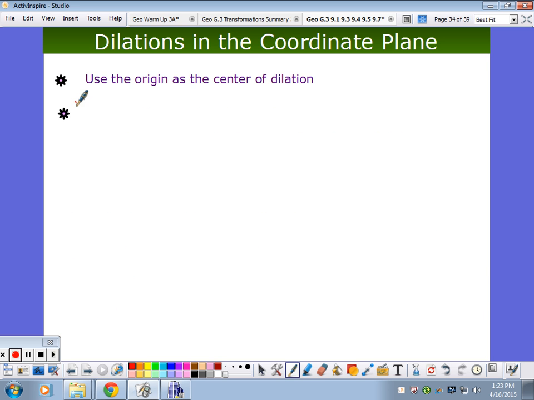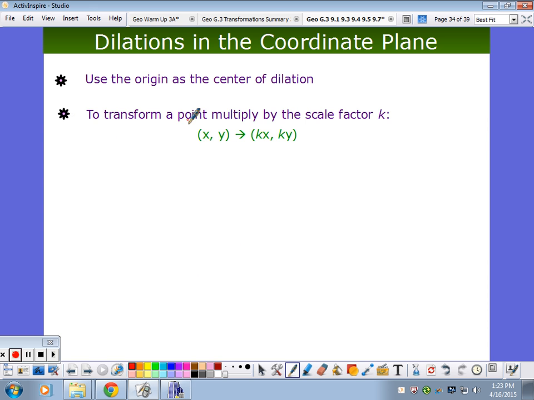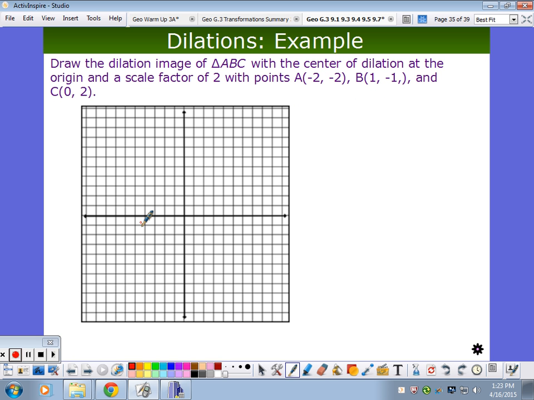That's smaller. All right. So for us, again, we're using that origin as the center of dilation, and there's no real magic here. It's pretty easy. For each point, just multiply the x and multiply the y by your scale factor k. That's all. So for this example here, we're going to create, again on the back, example A. Let's graph our pre-image. A of -2, -2, B of 1, -1, and C of 0, 2. So that's my pre-image.